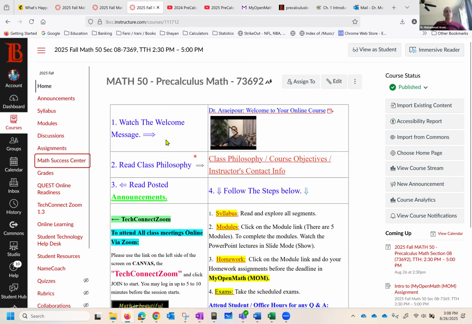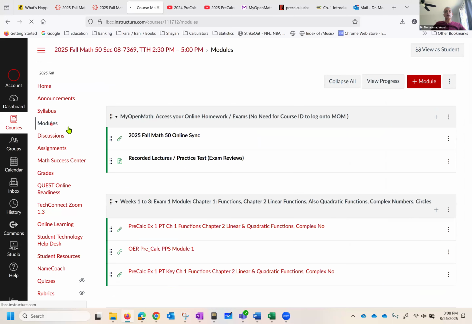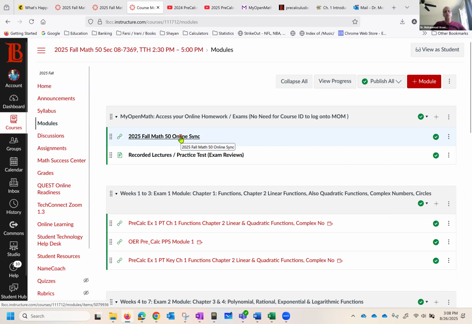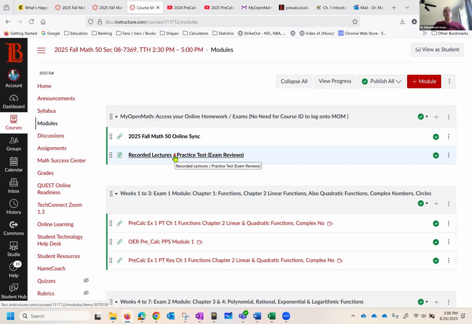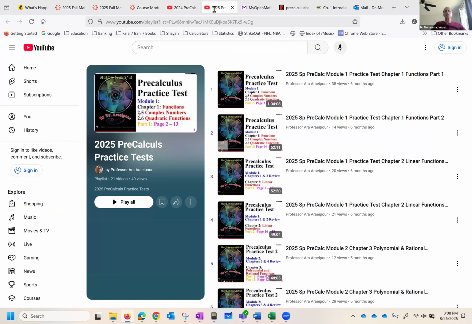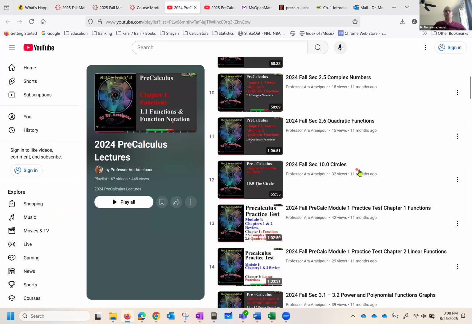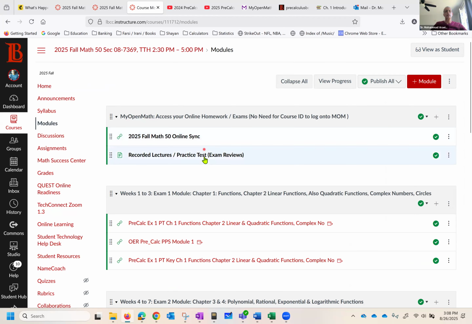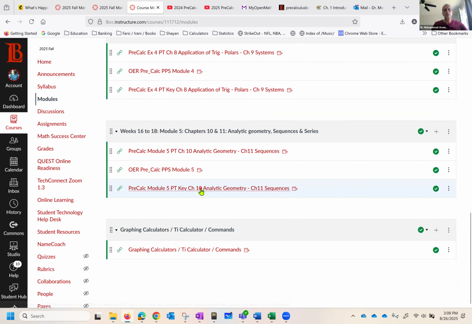And now the only thing left is modules. The first one, you register for My Open Math, you don't need a course ID. The next one gives you all the lectures and practice tests. Gives you this as well as this one. Practice tests, lectures. So anybody who wants to go ahead and finish any topic, any module ahead of time, you're more than welcome to do so. All modules are similar. They work in the same manner.